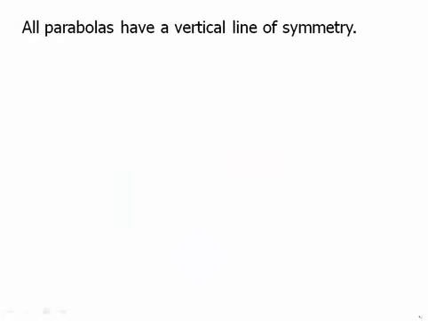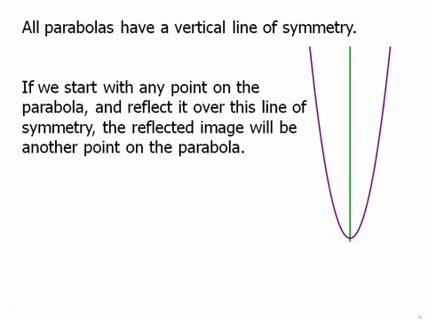Parabolas all have a vertical line of symmetry. What this means is if we start with any point on the parabola and reflect it over this line, the reflected image will be another point on the parabola. So the purple parabola is absolutely symmetrical. It is symmetrical over that green line, the line of symmetry.